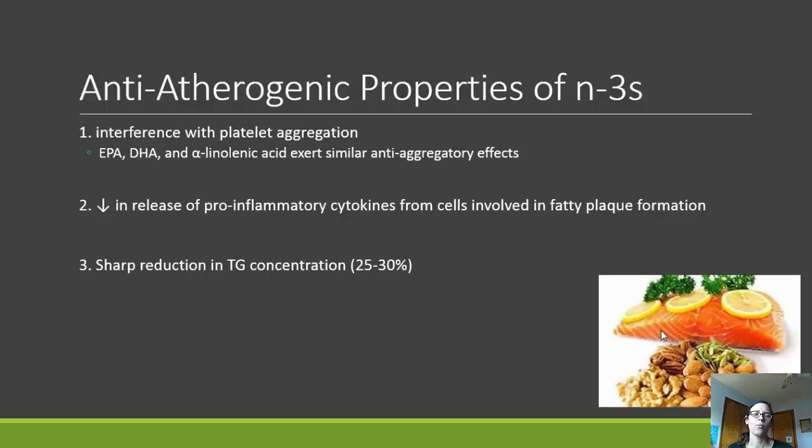And this is why we consider omega-3s to be anti-atherogenic. So we know that the eicosanoids produced from omega-3s do interfere with platelet aggregation. We know that they are associated with a decreased risk of pro-inflammatory cytokines from cells that are involved in fatty plaque formation. And we also know that omega-3s are associated with a reduction in triglyceride concentration.